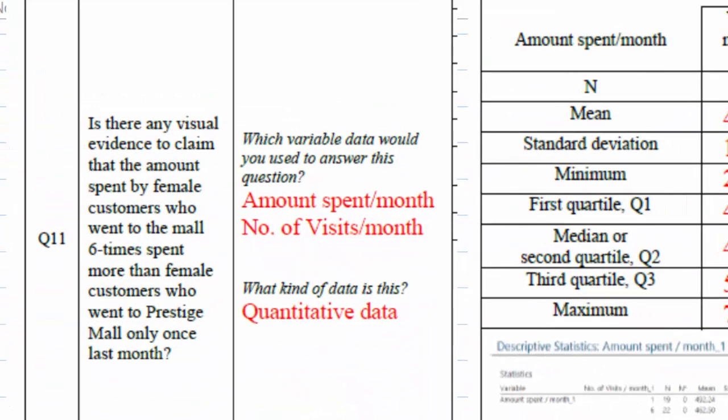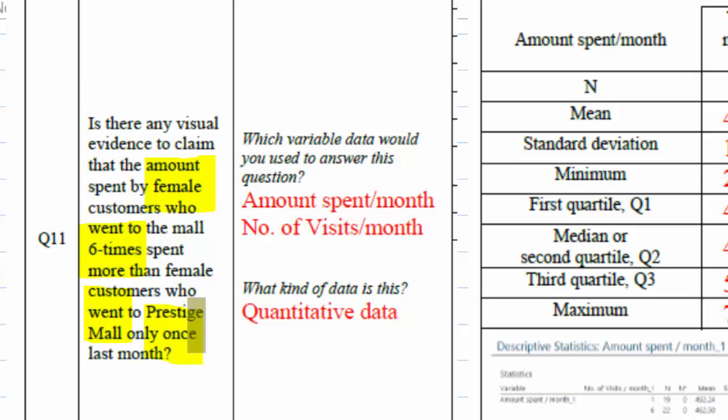Suppose we are given a question. Is there any visual evidence to claim that amount spent by female customers who visit the mall 6 times spend more than the female customers who went to the mall only once? Where do you find the information? This is the information about female customers who visit the mall 1 time or 6 times and how much they spend.